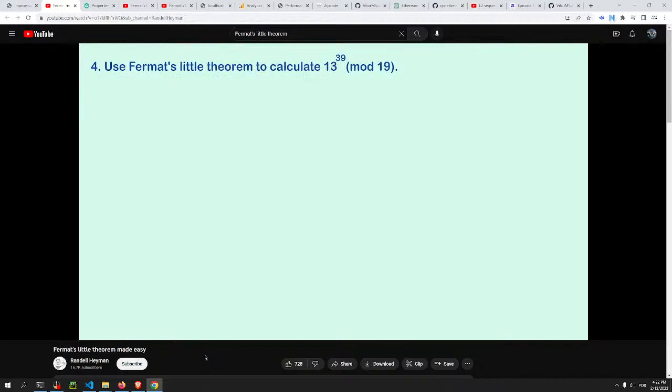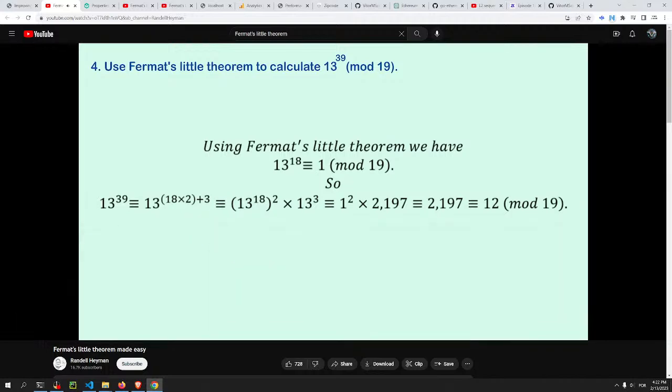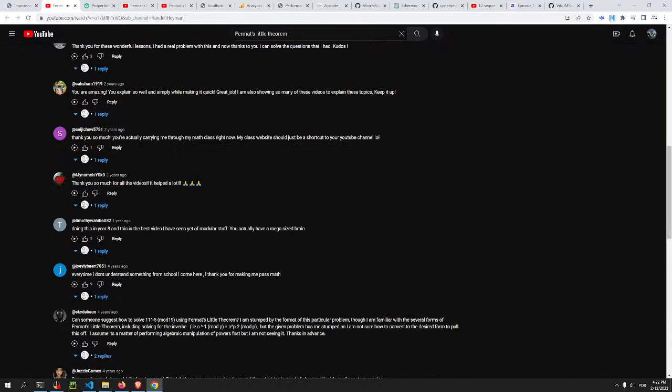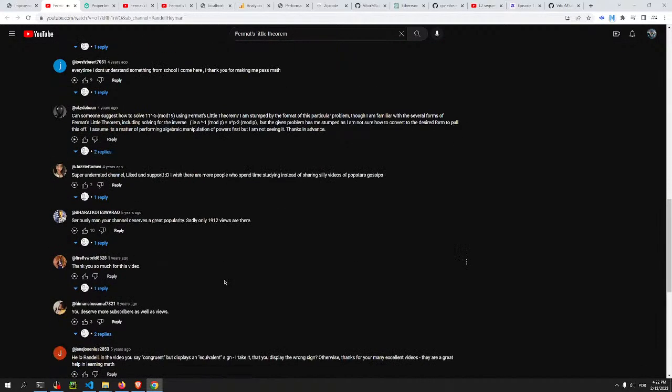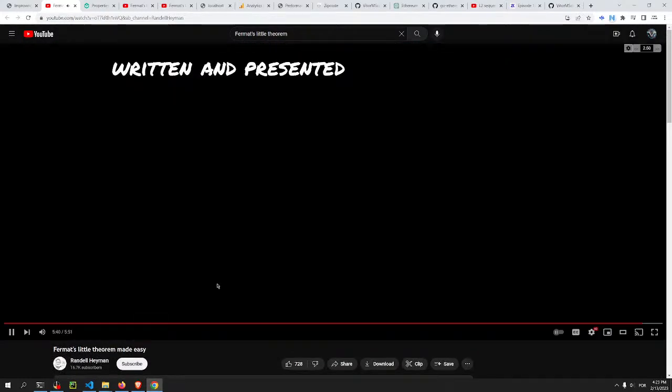It was now asking us to use Fermat's little theorem to work out 13 to the 39 modulo 19. And here we use a similar sort of trick, but here we recognise that 39 is, you can see down here, 2 times 18, which is 36, plus 3. And once again, we can use the exponent rules or power rules that you learned in high school to split that into the product of 13 to the 18 all squared times 13 cubed. And we've already worked out from question 3 that 13 to the 18 is 1, so we've got 1 squared times 2,197, which is 2,197. And when you work all that out, you see that when you divide that by 19, you get a remainder of 12. So that's it for Fermat's little theorem made easy.